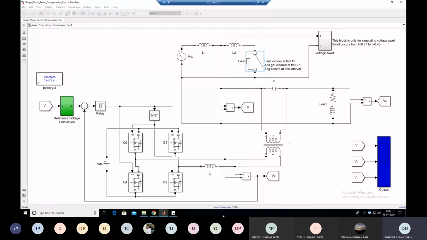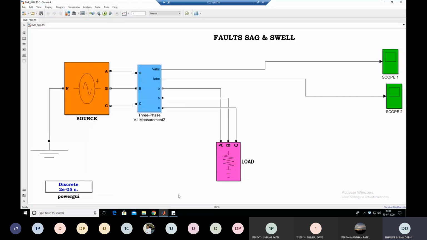Are you able to see this MATLAB file? Yes, sir. So here first we understand how to create a voltage sag and swell.